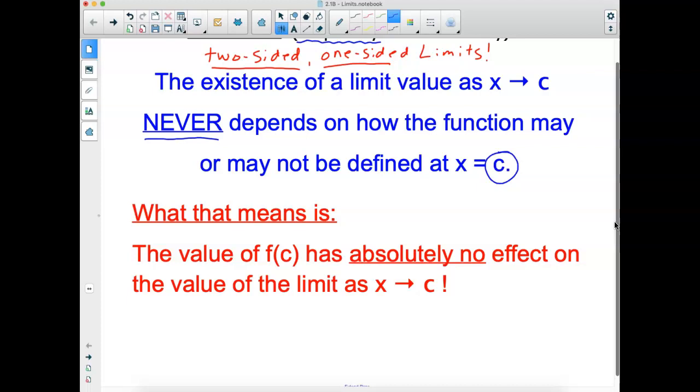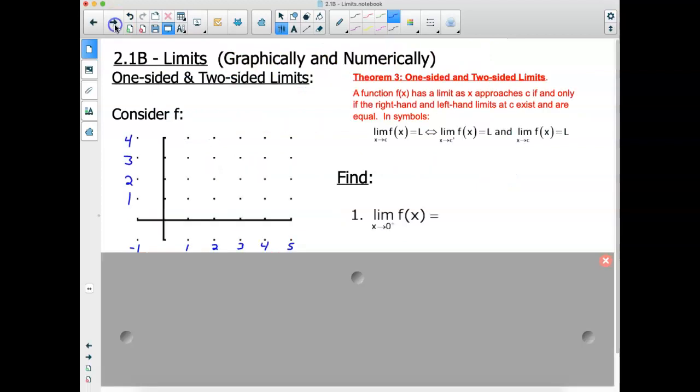These would be two good things to write down somewhere. They're not really theorems, I guess. They're Krugerisms, if I could say that. But we're going to continue on here and take a little gander at one-sided and two-sided limits. Now, when I'm looking at Theorem 3 in your book, one-sided and two-sided limits.